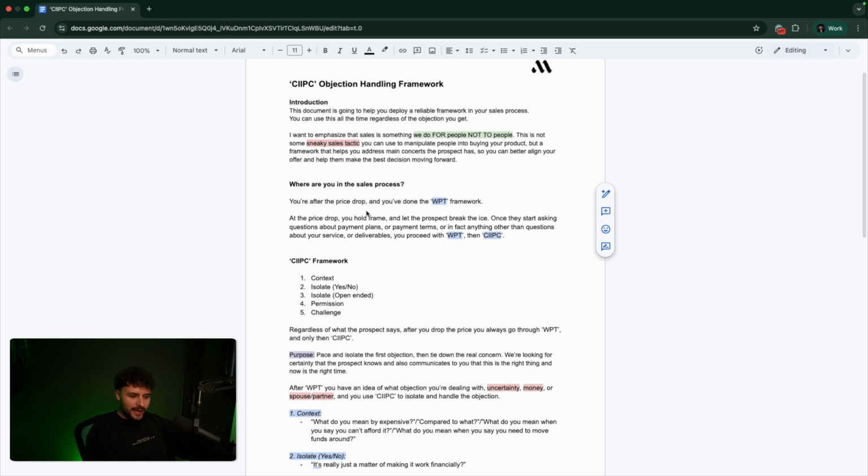So after the price drop, when you hold frame and you let the prospect break the ice, once they start asking you questions about payment plans, about payment terms, or in fact, anything other than questions about your service or deliverables, you proceed with WPT and CIIPC all the time. Like, you first go through the worth it possible timeline. Again, if you don't know what that is, check that video out first and then come back to this. And then you slide into the CIIPC.